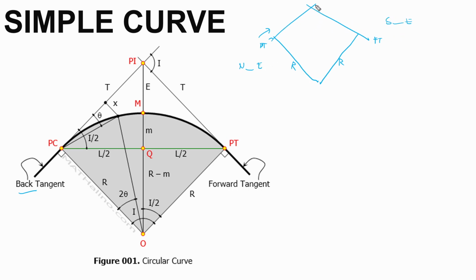Kapag pinag-cross natin sila, meron tayong angle ditong makukuha. Meron tayong tinatawag na I. So, that is the point of intersection. Yung PI, yun yung point of intersection and then sa PI na yon, merong angle na mabubuo which is yung I. Related siya dun sa curve na magagawa natin.